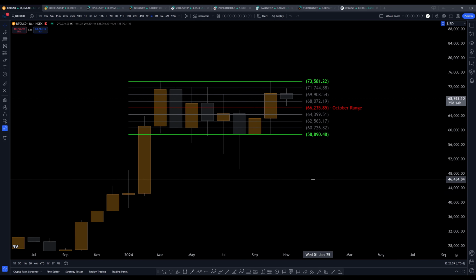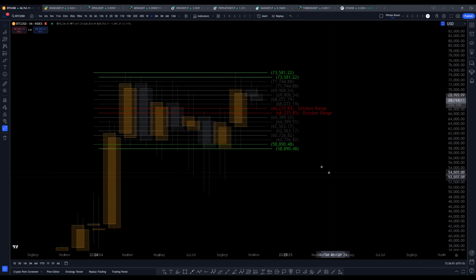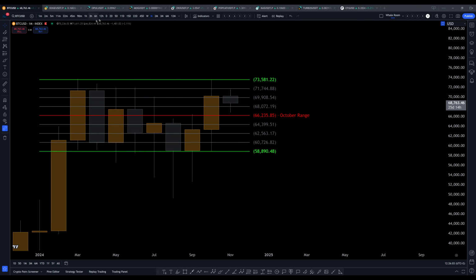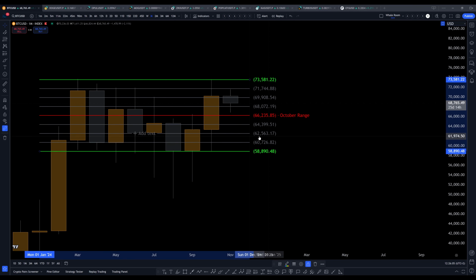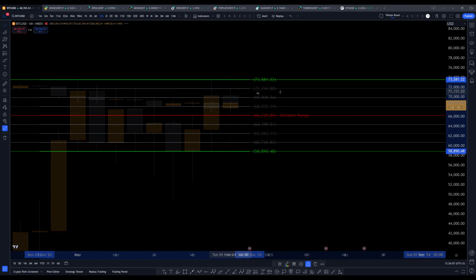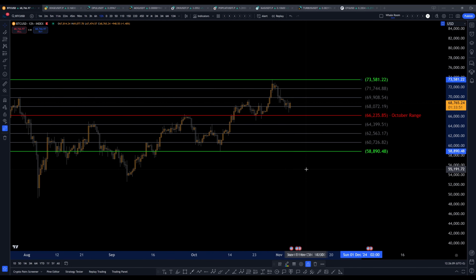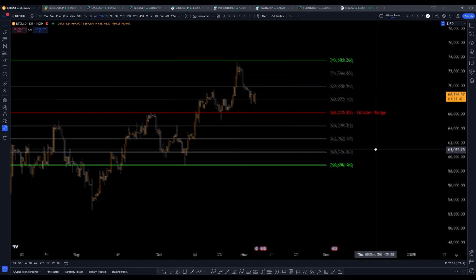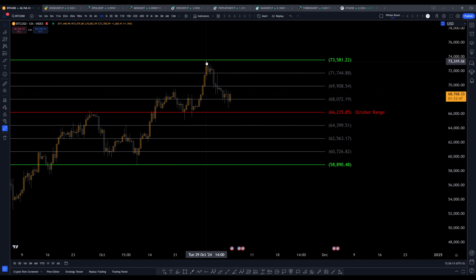So now you have the October range, and now you can go down. Is it locked? Yep, it is locked. Now I can go down to 12 hours, daily, you name it, and this is what you have. This is your October range. This is the price action. This is the October high. This is the October low, right? And this is the 50% of the range.